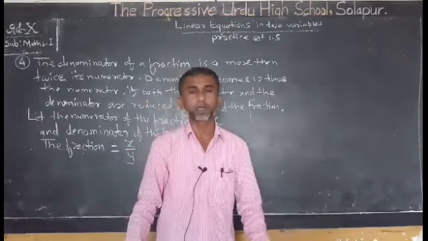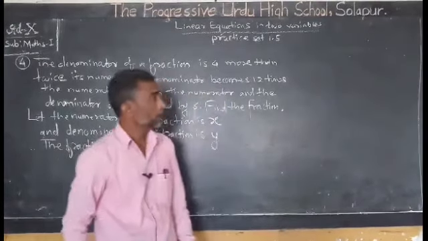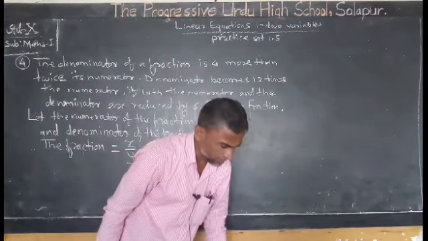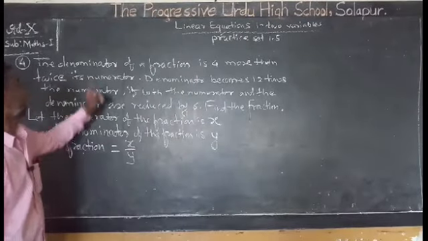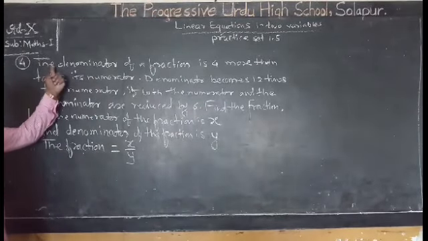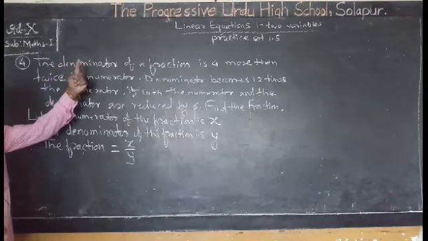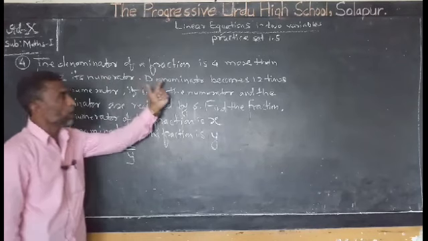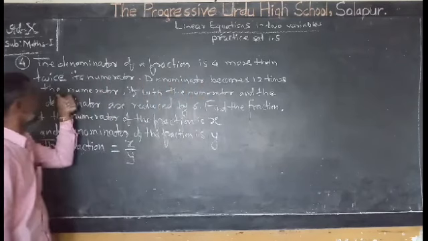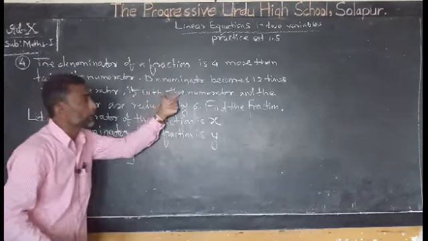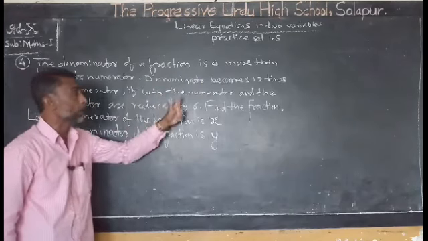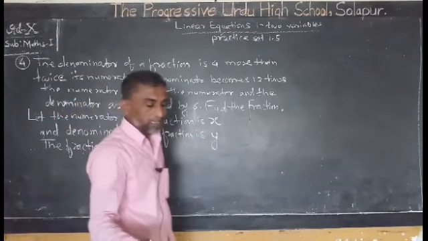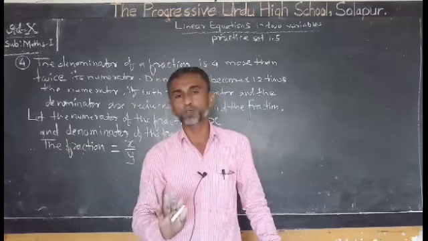We have solved one example regarding numbers and one example regarding age. Now I am going to take a word problem regarding fraction. Now this is the example number 4 from exercise 1.5. I am going to read. The denominator of a fraction is 4 more than twice its numerator. Denominator becomes 12 times the numerator if both the numerator and the denominator are reduced by 6. Find the fraction.